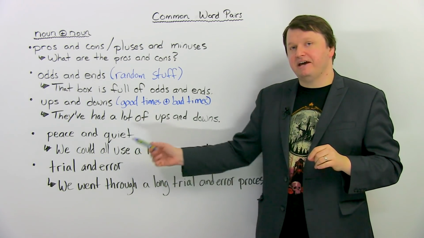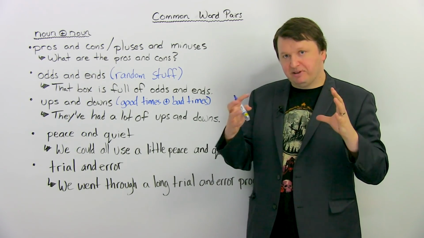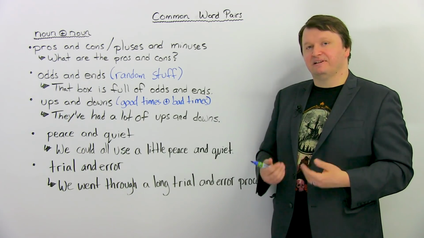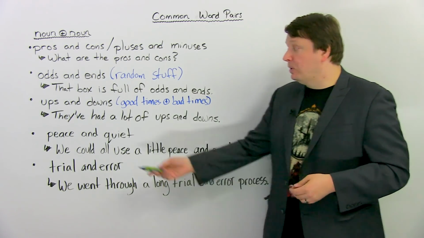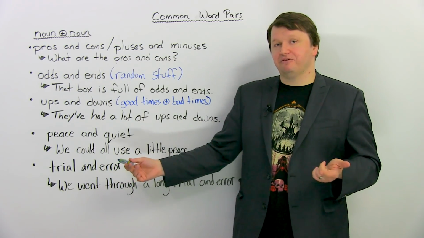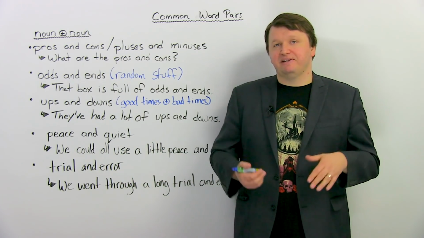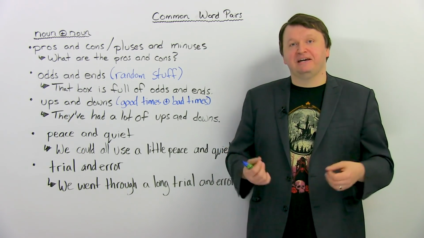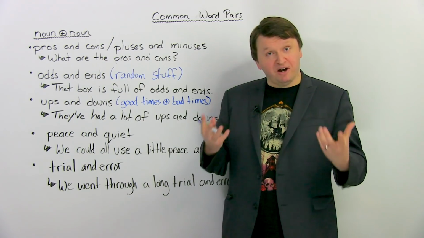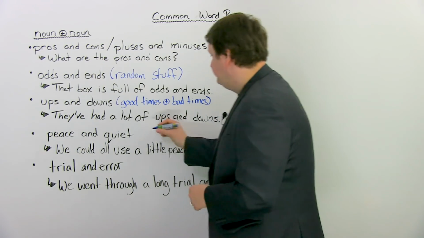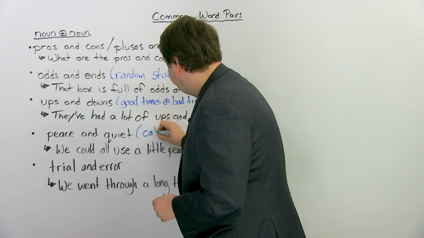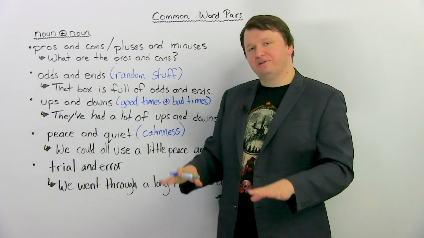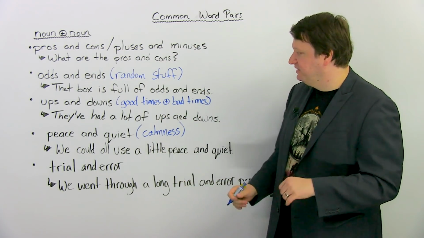Next, peace and quiet. So these commonly go together. We could all use a little more peace and quiet. So if you know the meaning of peace, you know the meaning of quiet, you just know this means a period of calm. Okay, so I love peace and quiet. I need peace and quiet. I want peace and quiet. So basically, let's just say calmness. A period of calm.